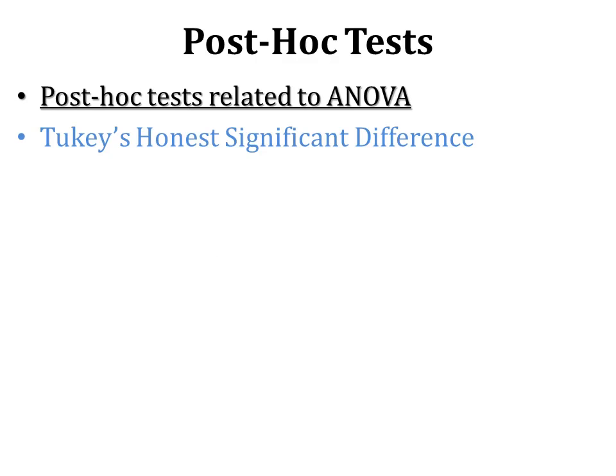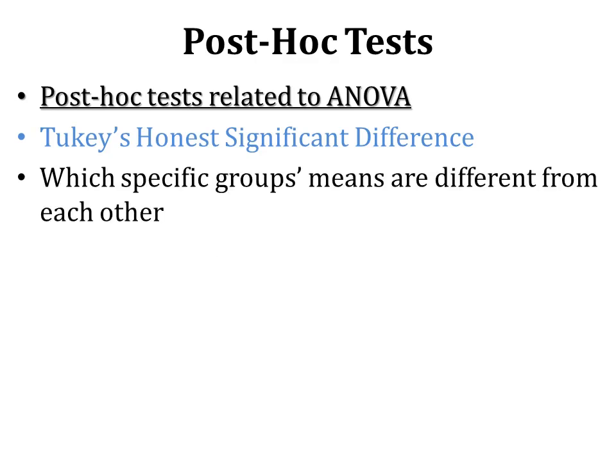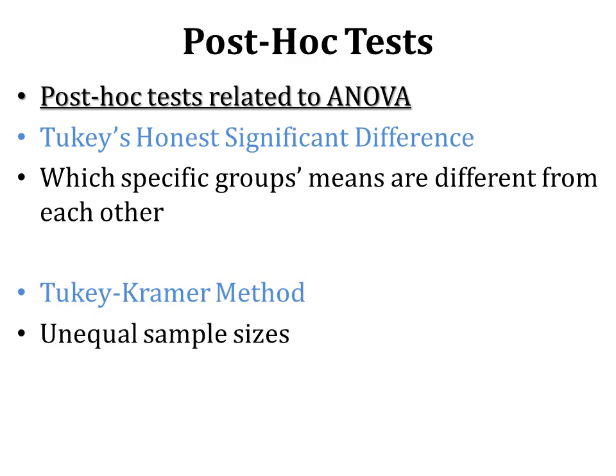Then we have Tukey's honest significant difference, and it tells us which specific group means are different from each other. And then we have the Tukey-Kramer method, and this is used when you have unequal sample sizes, right? So when you have unequal sample sizes, the Tukey-Kramer can be used instead of Tukey's honest significant difference.